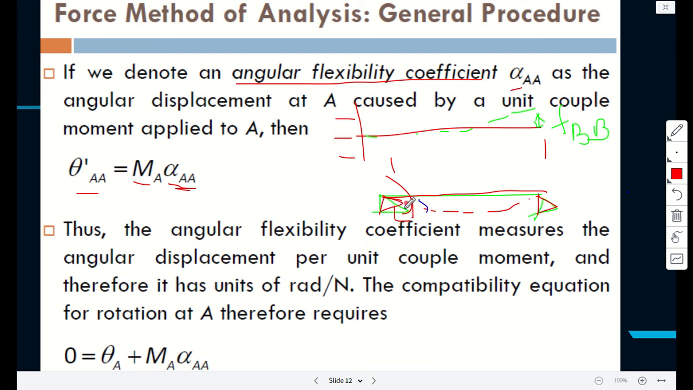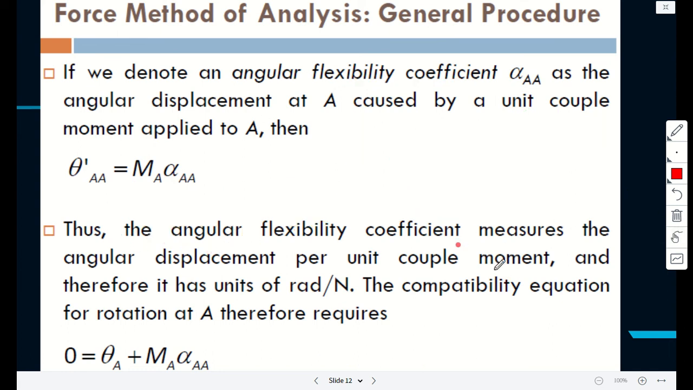So if you apply a unit moment here, the rotation there would be alpha AA, the same idea, such that the rotation by everything would be the moment times the effect of 1, which is alpha AA. So thus the angular flexibility coefficient measures angular displacement per unit couple moment, and therefore it has a unit of radians per Newton.